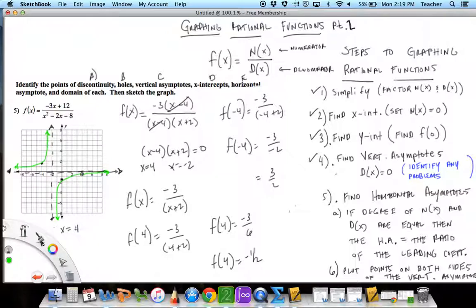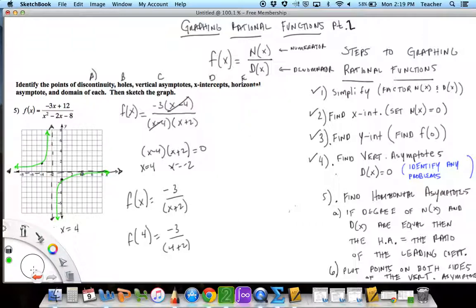Now let me quickly go through all the A's, B's, C's and D's just to make sure you're all on the same page with that. It's discontinuous at x equals negative 2 and also at 4. Those 2 points are where it's discontinuous.